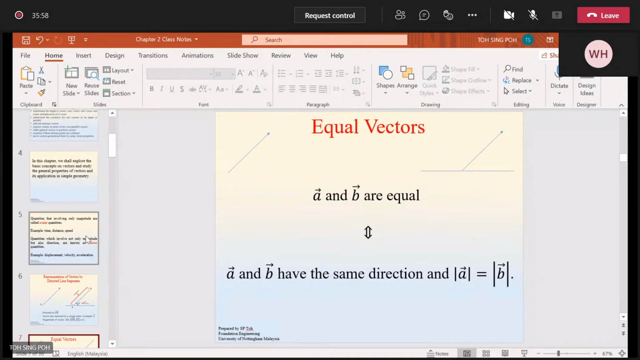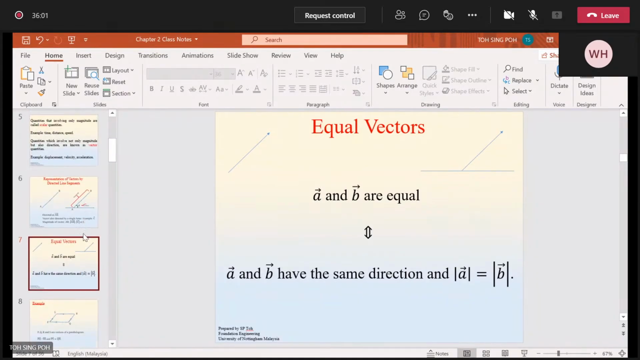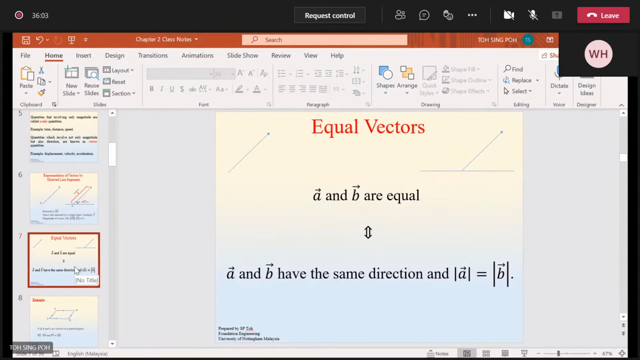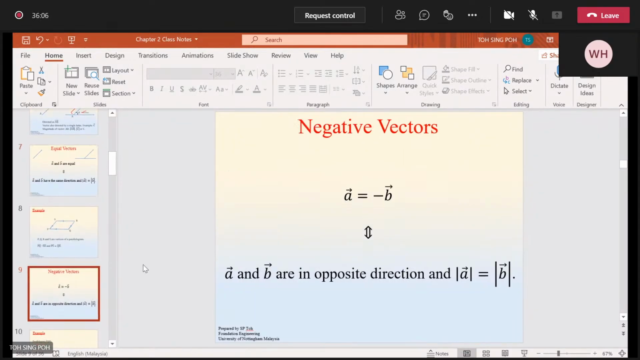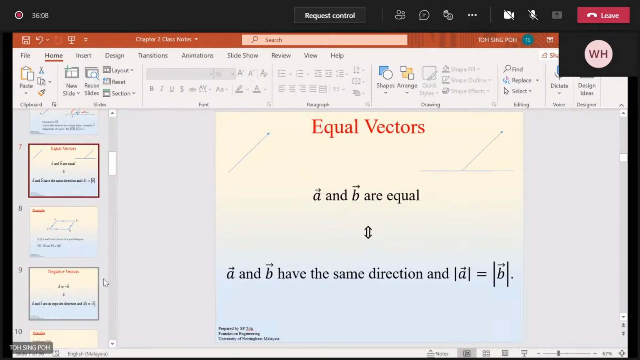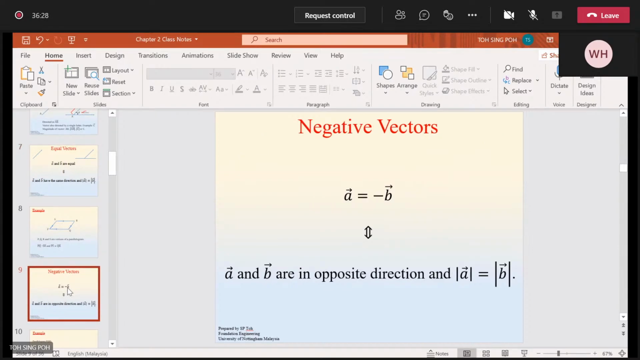So you see now, we define what is a vector, and after that we have to define also what is the meaning of equal vectors, and then what is the meaning of negative vector. Why? Because vectors are not the same as scalars. For scalars, we already know the meaning of equal numbers. Equal numbers means they must be the same magnitude. That's all. We are very clear about the meaning of equal in scalar. We also know the meaning of a negative number in scalar. But in vector, what is the meaning of negative vector?